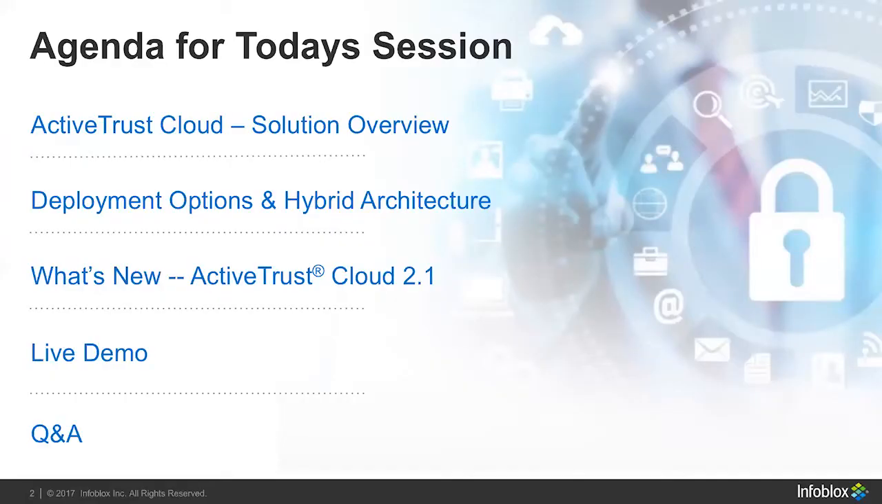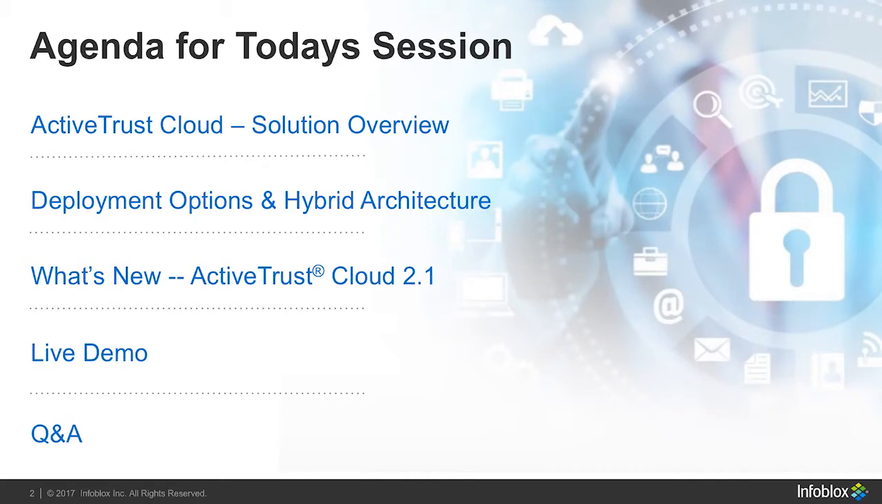So let's take a look at today's agenda for the session. First, we're going to, as I mentioned, cover ActiveTrust Cloud as a solution overview, talk about the market need, the value proposition of the product, why customers are moving to ActiveTrust Cloud. Then we'll take a look at the solution itself briefly. Most of the time we want to save for the actual demo, but we'll look at some of the key capabilities of the product and how they address that market need.